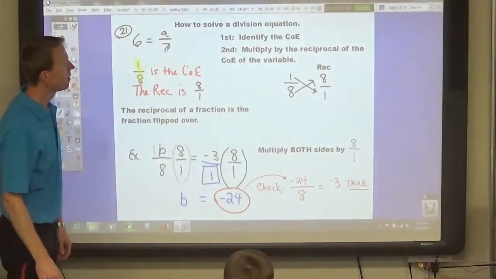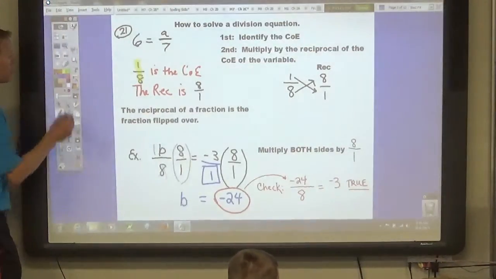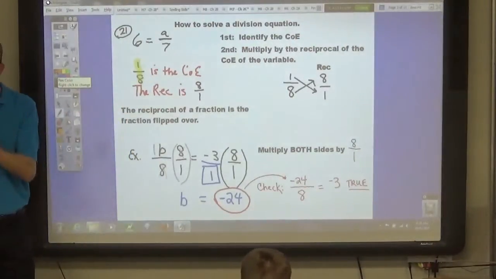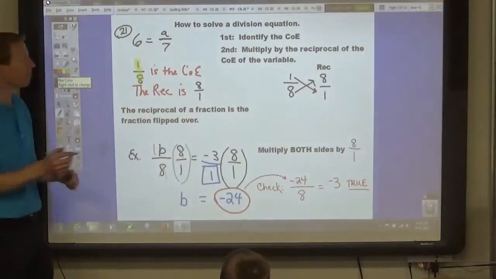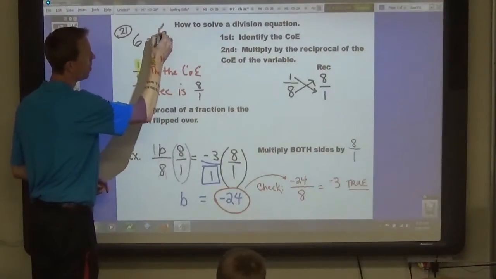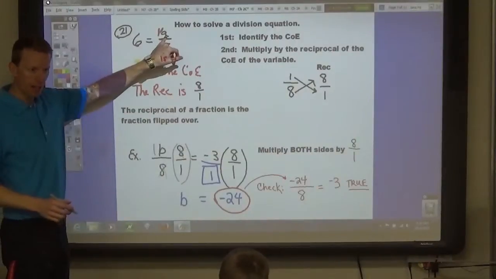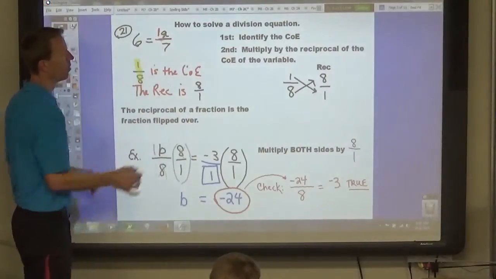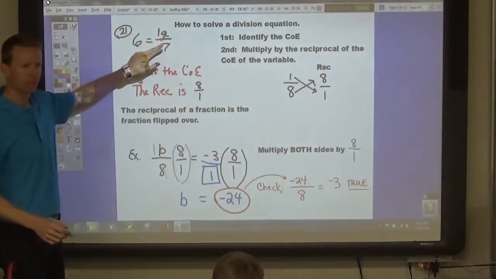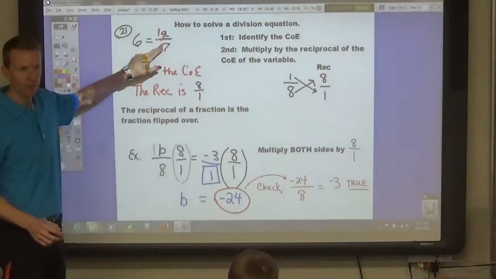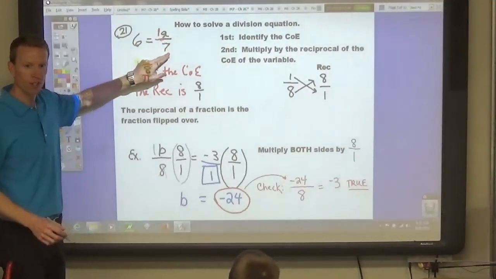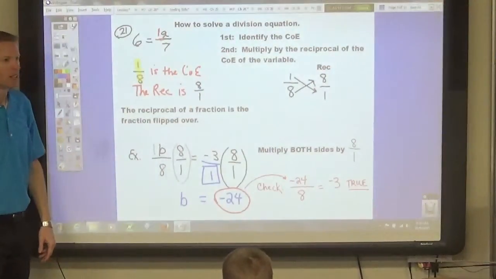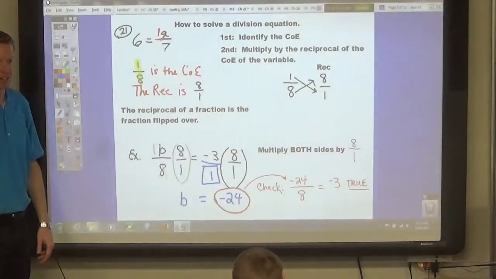So, in this case, we're going to have to identify what the coefficient is, because it's not the same as just the number next to the variable, because it's going to be a fraction. And so when you have 1a up there, if you put a 1 next to it, then you can read this fraction. What is this fraction? 1 over 7. 1/7. Okay? That's the coefficient, 1 over 7.